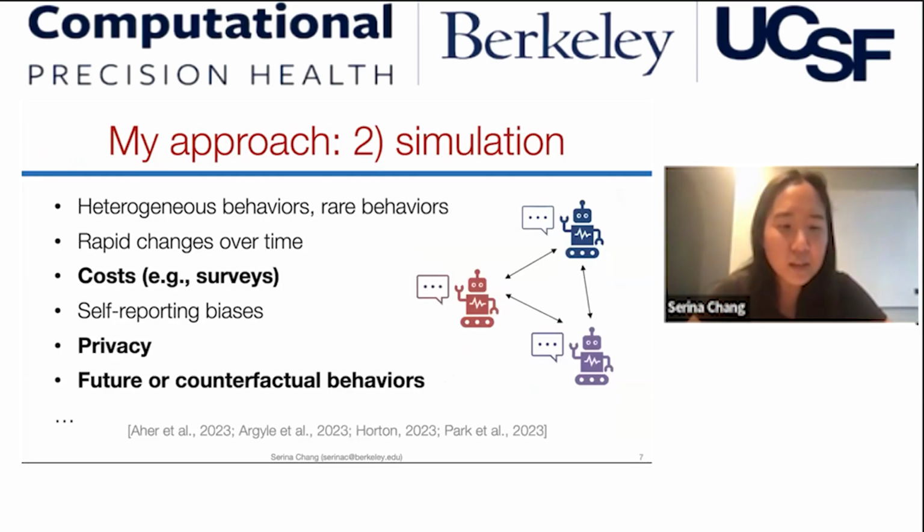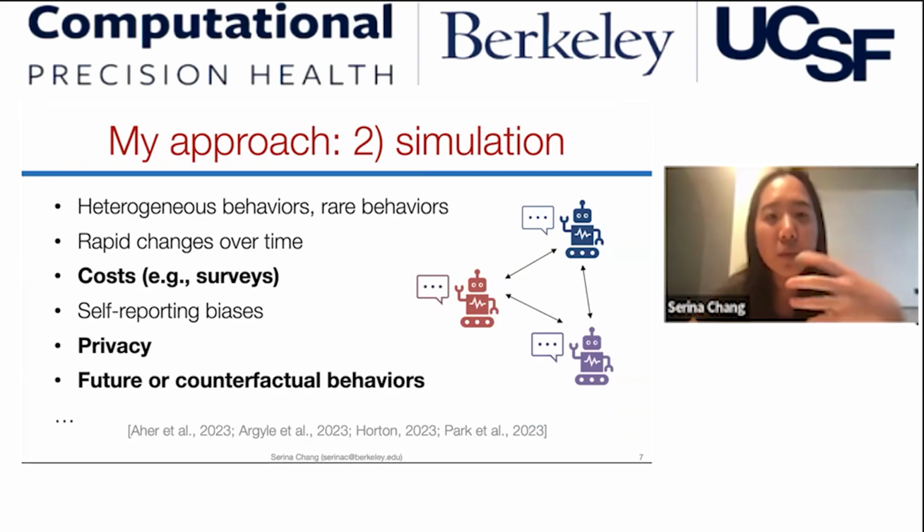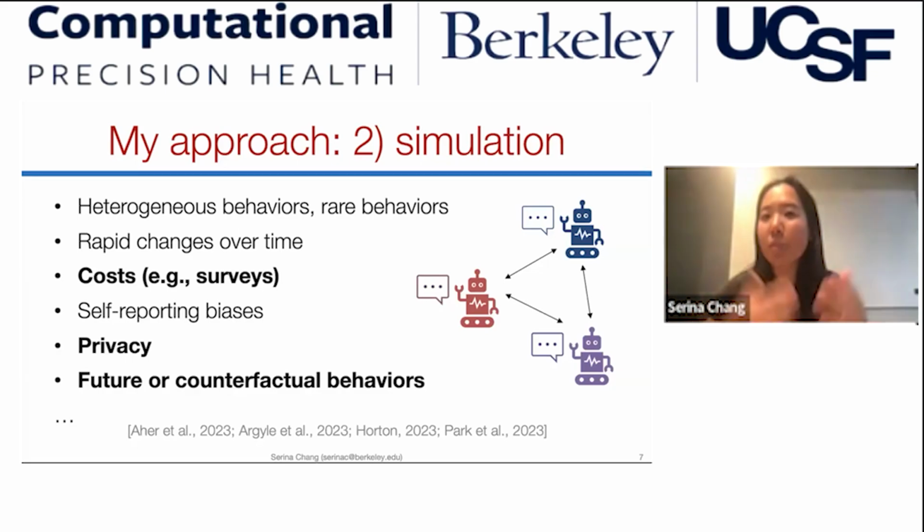And so in particular, in my recent work, I've been looking at simulation as a way to address three particular challenges. One of them is costs, again. So simulations are a good way to create synthetic responses without having the costs of having to ask real participants, or maybe in addition to asking real participants. Also, they can address privacy concerns. And so now you're able to generate realistic data that looks like real individuals, but doesn't actually give away information on real individuals. And then finally, a really nice thing about simulations is that you can capture future or counterfactual behaviors by simulating what-if scenarios with these LLMs.